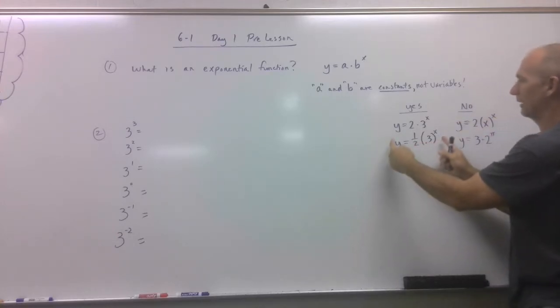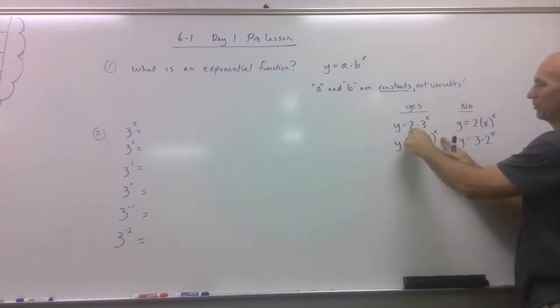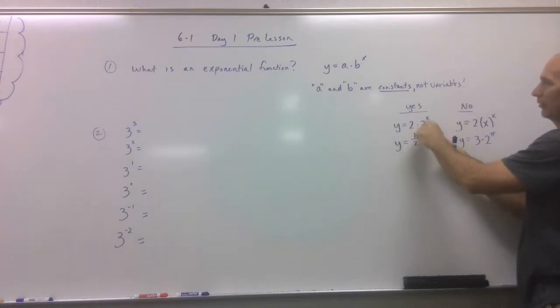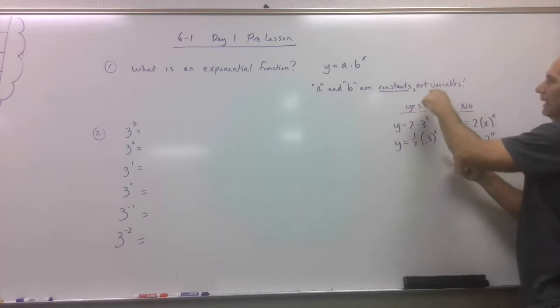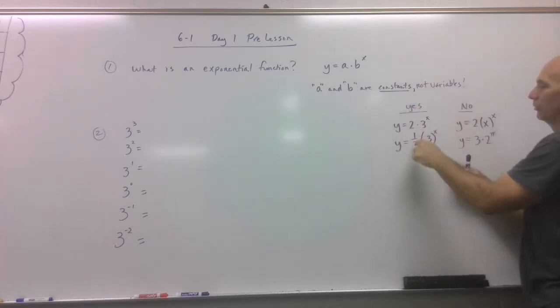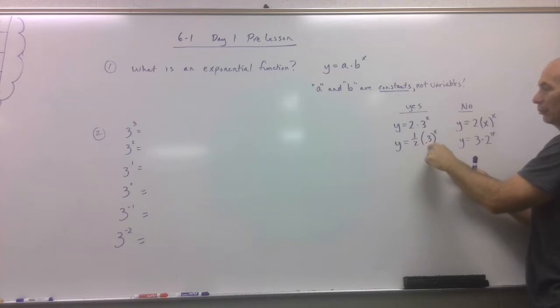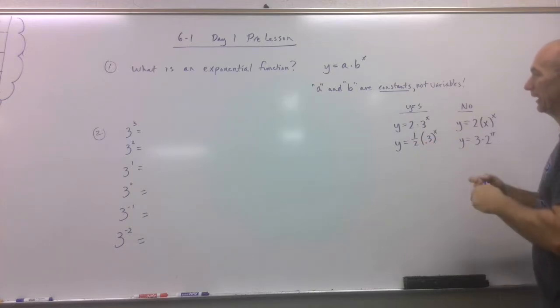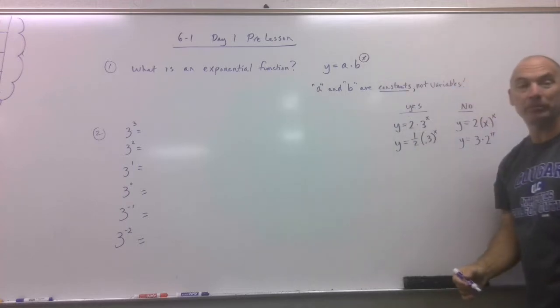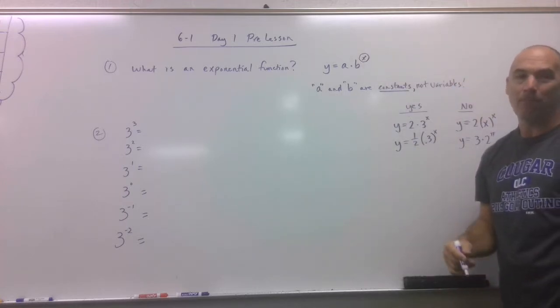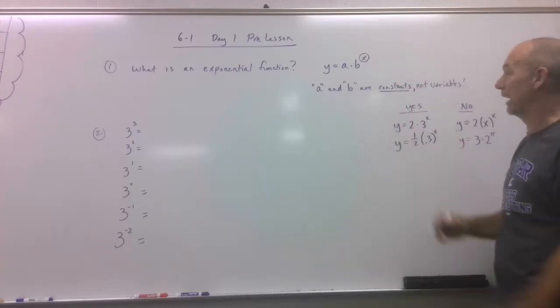So let's take a look at these yeses. There's my A, there's my B. It's like, yep, they're constants. Constant just means a number. It can't be a letter. So there's my A, there's my B. That's good. Now there's a hidden little rule also. This little power will always be a variable. Could be T for time, X, just random X.